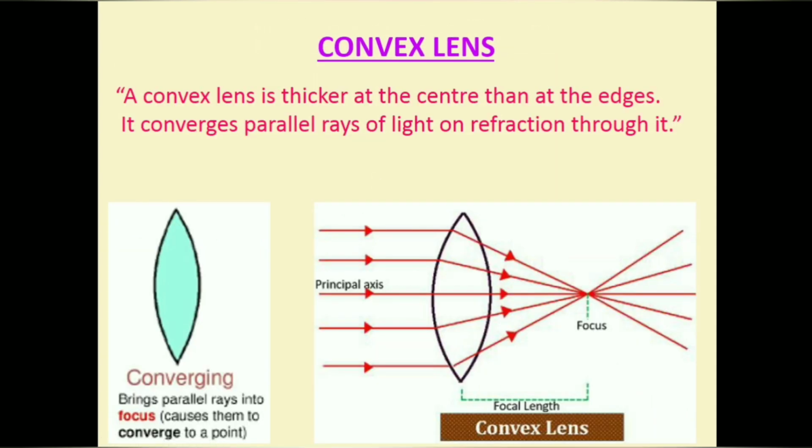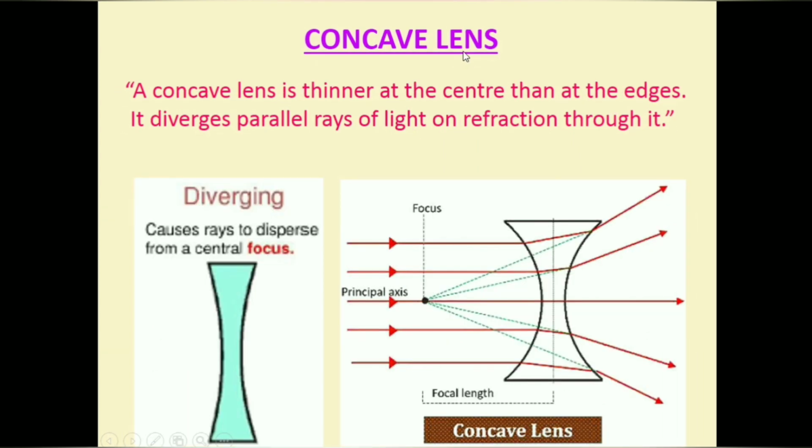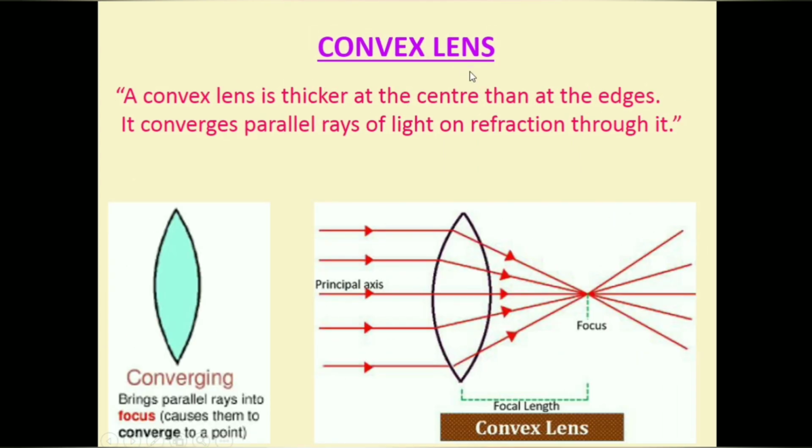Let us concentrate on convex lens. So what is a convex lens? We know the meaning of lens. What is lens? Lens is an optical medium bounded by two surfaces. At least one surface is spherical or cylindrical, that is a lens. So what is a convex?